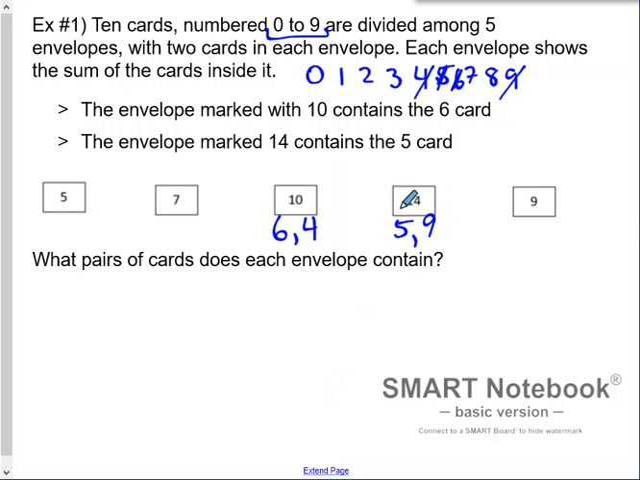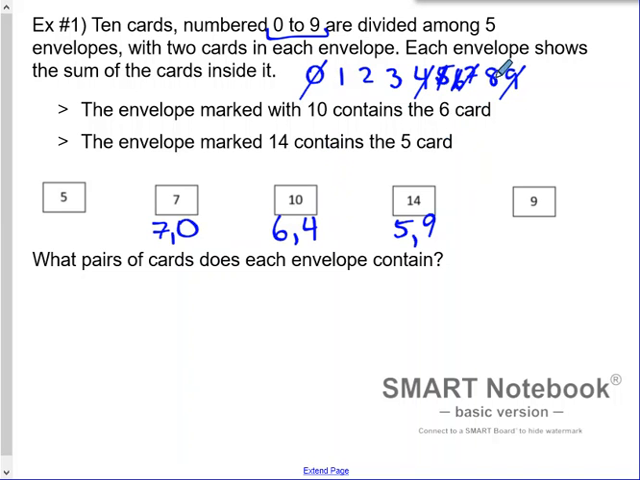Now we have to figure out where the other cards go. Now the 0 card can't go with a 9 because the 9's over here and it would have to be 9 plus 0, so the 0 card won't go there. Nor will it go with a 5. I can't have 5 plus 0 to get my sum of 5. So the 0 card must go with the 7, and there is still a 7 card left over. So the 7 envelope must contain the 7 card and the 0 card. So those are gone.